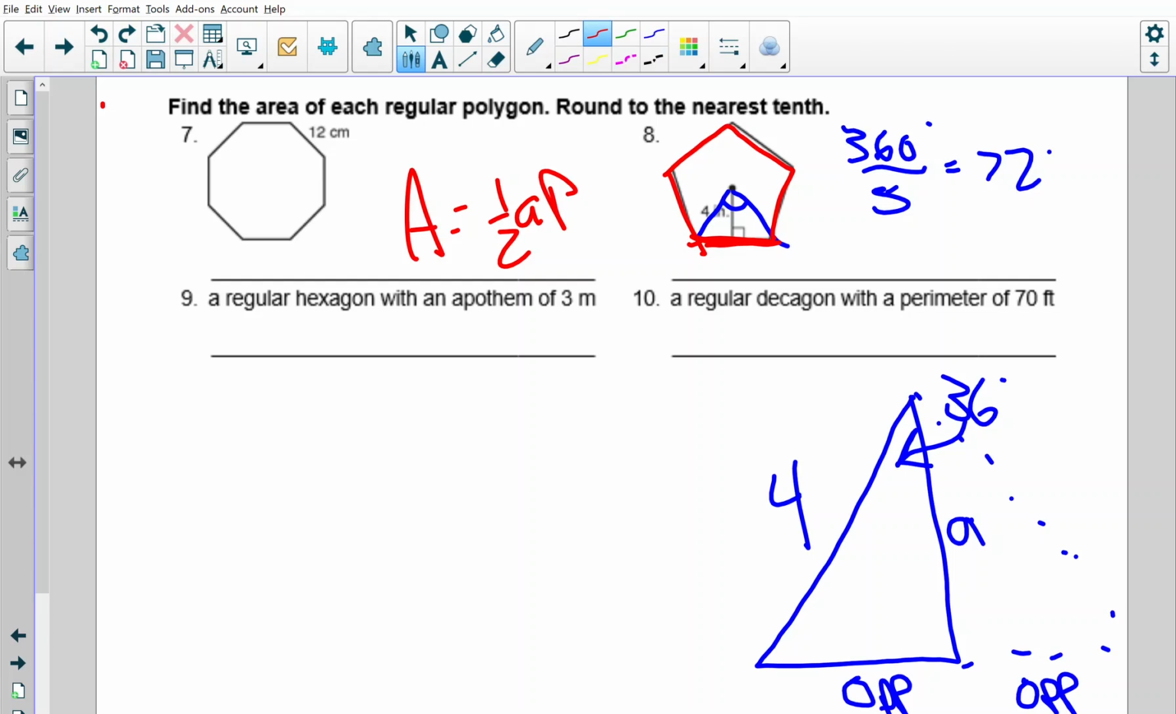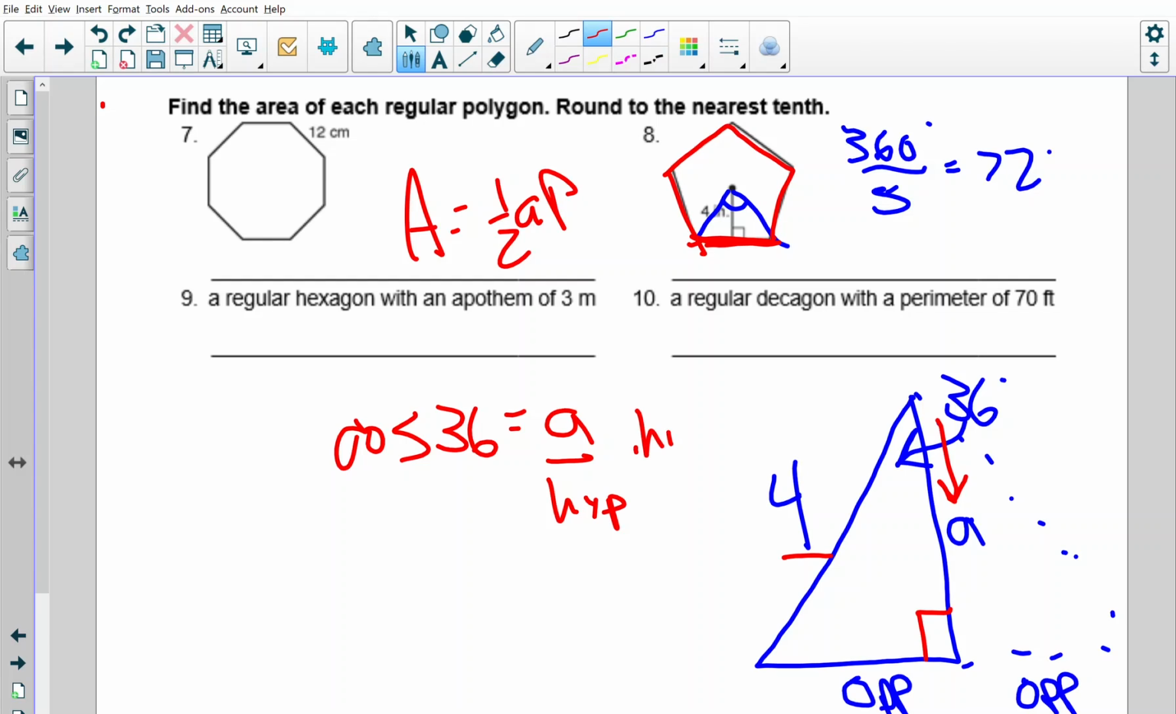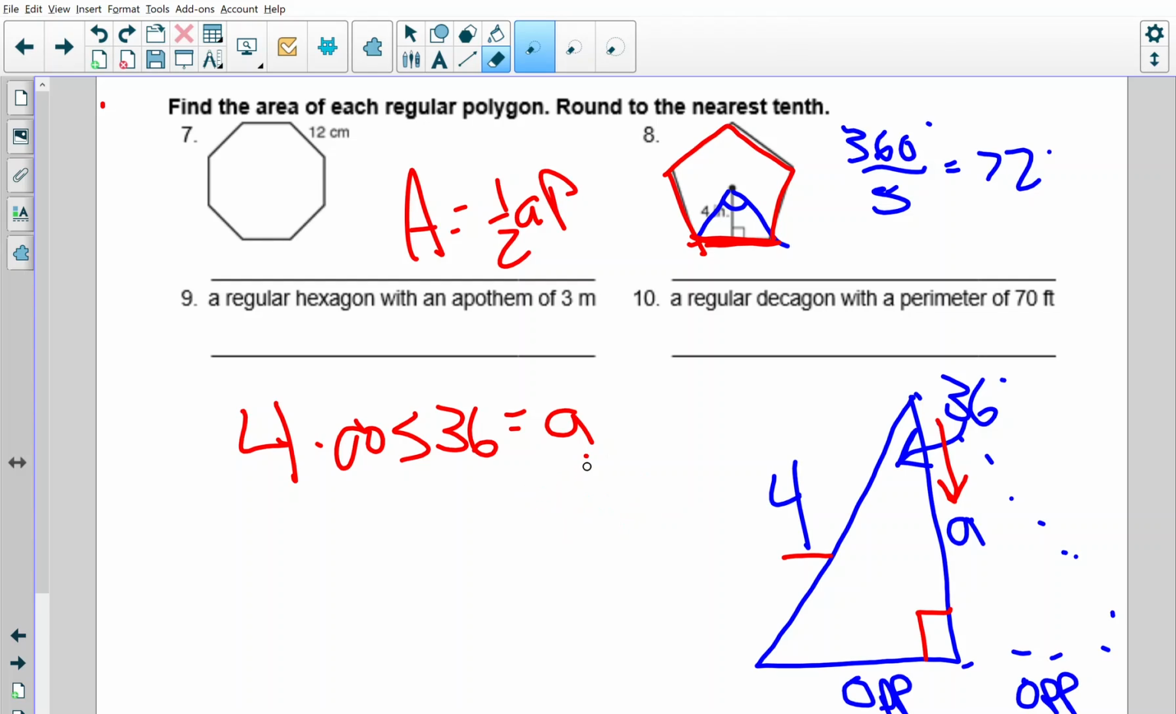Well, how do I find A in this situation? A is adjacent to 36, and I know the hypotenuse of a right triangle. Therefore, to determine A, I know that the cosine of 36 has to be equal to the adjacent over the hypotenuse, right? But we can just multiply both sides by the hypotenuse and end up with a representation for A. And that's A.